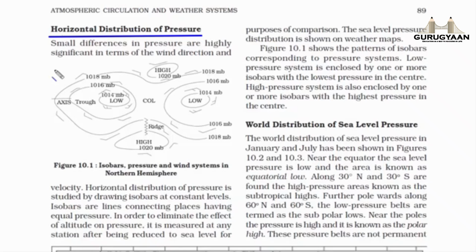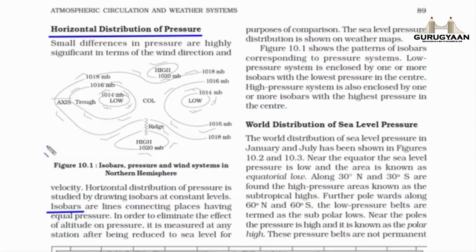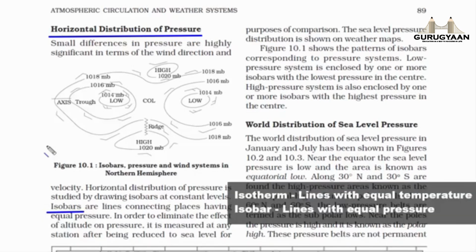So to understand the horizontal distribution of pressure, we do that by drawing isobars. So isobars are basically lines connecting places having equal atmospheric pressure. Iso means equal and bar is the unit of measurement for pressure. And if you remember in the previous chapter, we read about isotherms. They are lines joining places having equal temperature. So remember these two terms, isotherms and isobars.